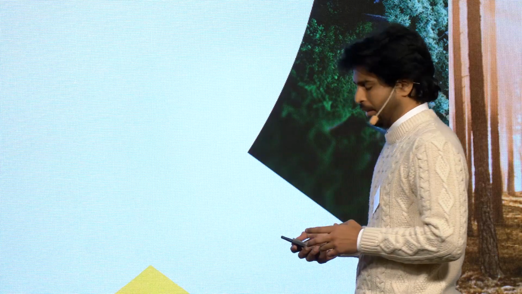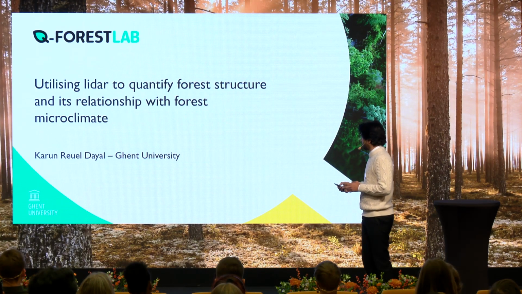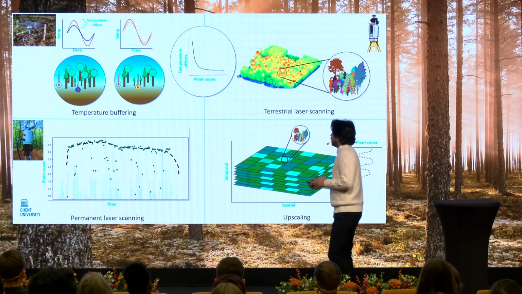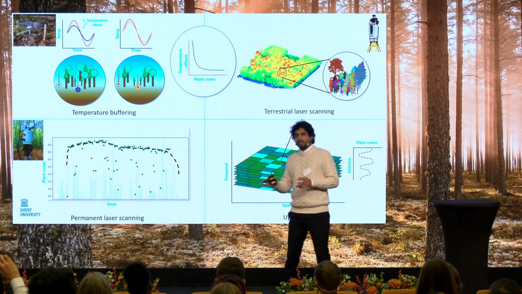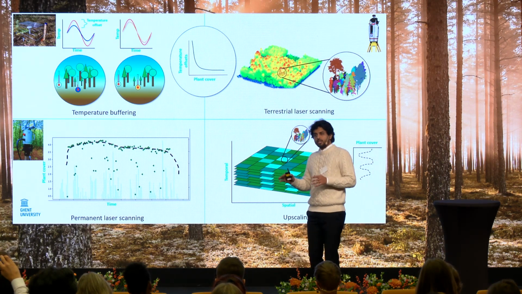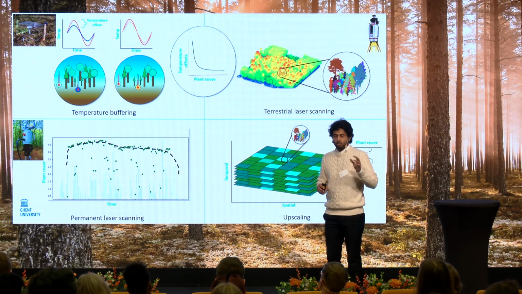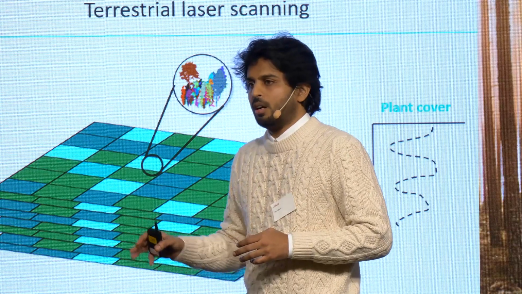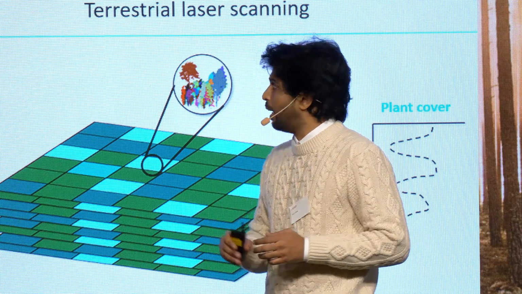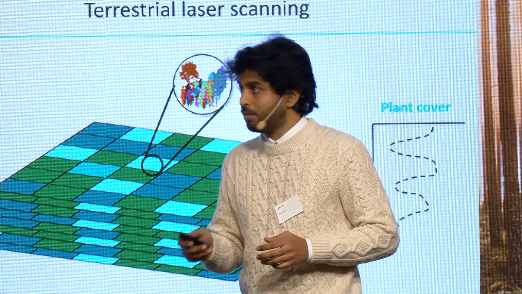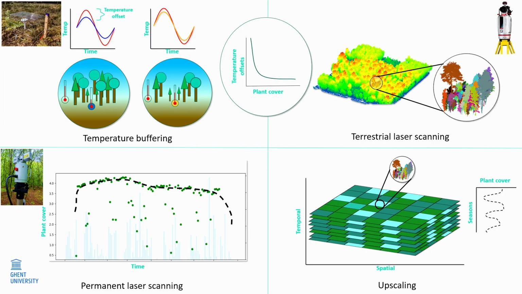Now, hold on to this thought, and let's apply this to forests. Research has shown that the temperatures in forests tend to be lower when it's warmer outside, and warmer when it's cooler outside. This phenomenon is known as microclimate buffering, and the buffering is influenced by the forest structure.